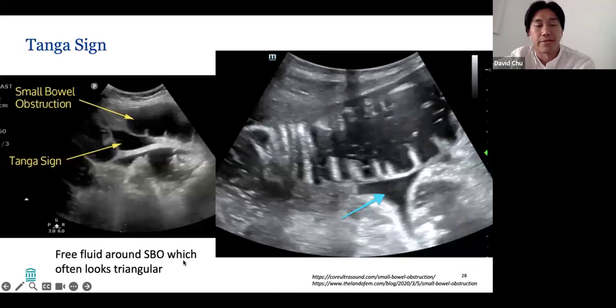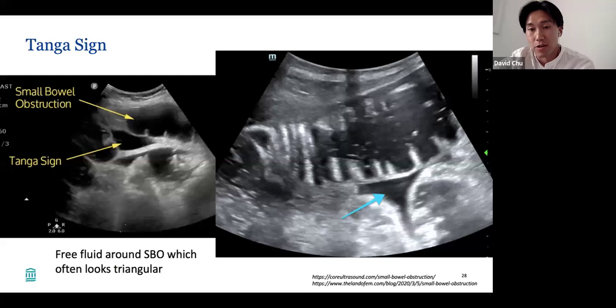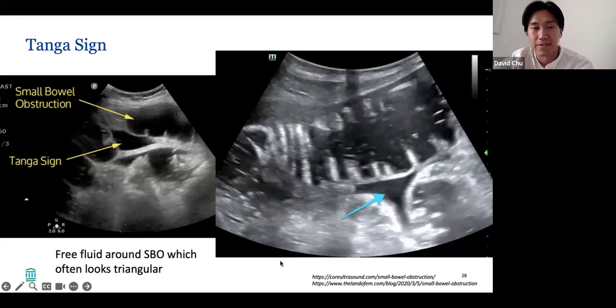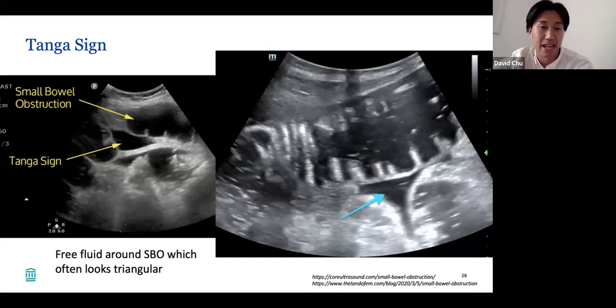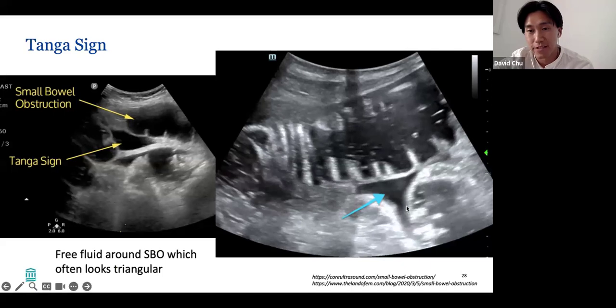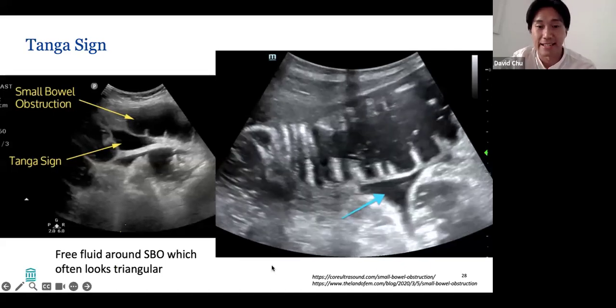There's actually an ultrasound name as well for free fluid in the setting of a small bowel obstruction, and it's called the Tanga sign. Now, Tanga sign, fun fact, Tanga is actually not the name of a famous physician. It's the name of a bikini, actually. And the triangular shape of this free fluid is supposed to look like the triangular shape of the bikini. And that's why it's called the Tanga sign.